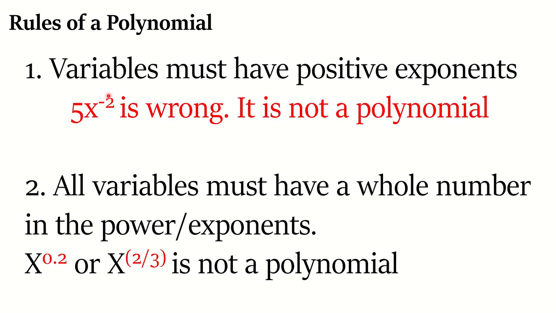The variables need to have positive exponents. Means 5x square is perfect, it's a polynomial, but 5x to the power of minus 2 is wrong. It is not a polynomial. And all variables must have a whole number in the power. This we saw in an earlier video. It is any number greater than 0 as the exponents. So x power 0.2 is not allowed, or it is wrong. Neither x power 2 by 3. In either case, it is not a polynomial.